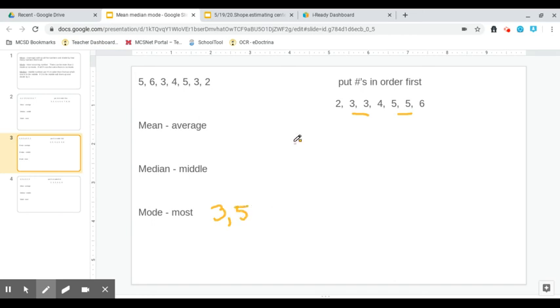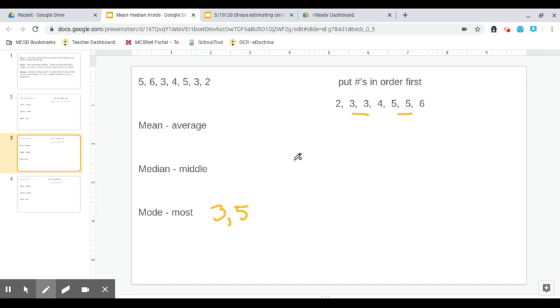Okay, if all the numbers were the same, like they were all 3s, then we would say there was no mode. But there is a difference between the numbers, just some of them happen to be more than others. So we have multiple modes.